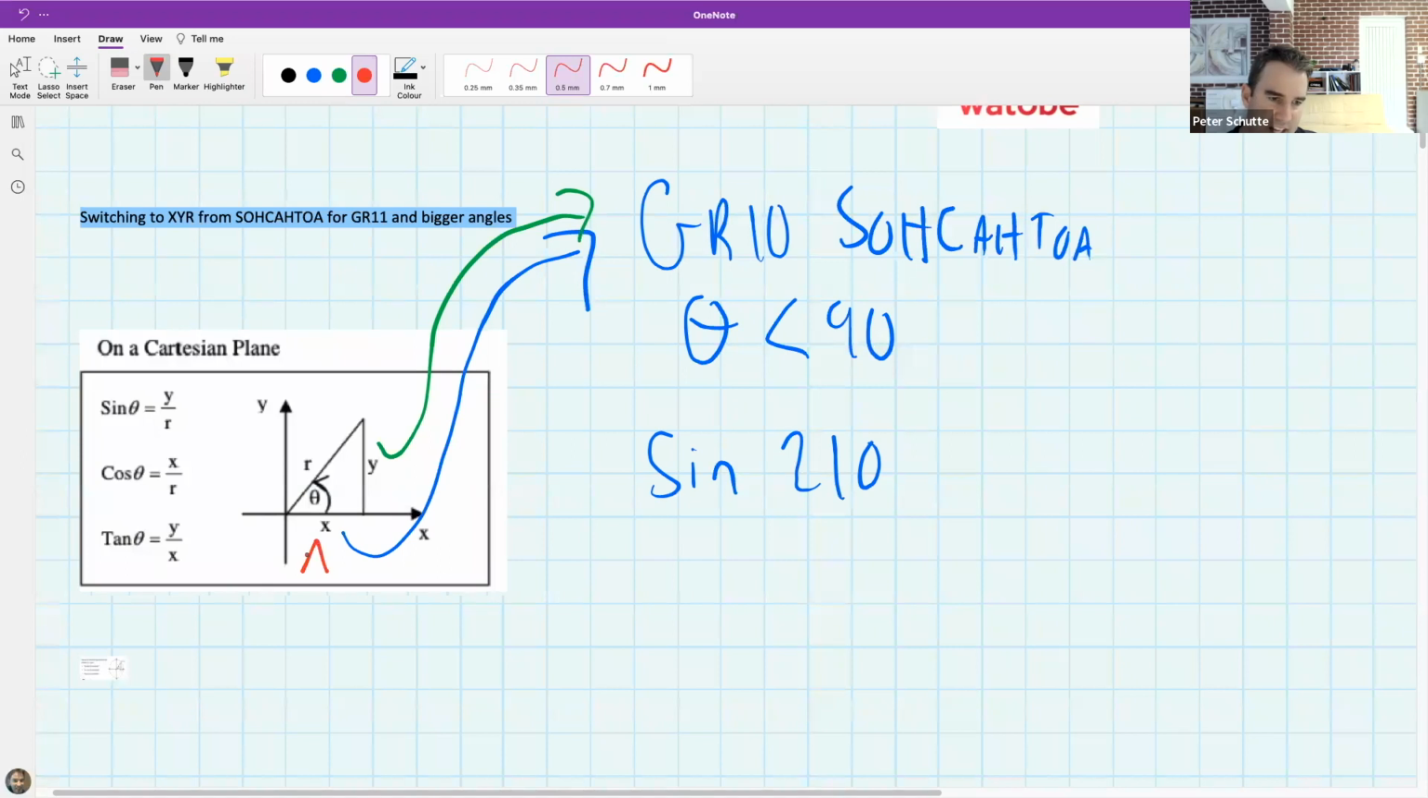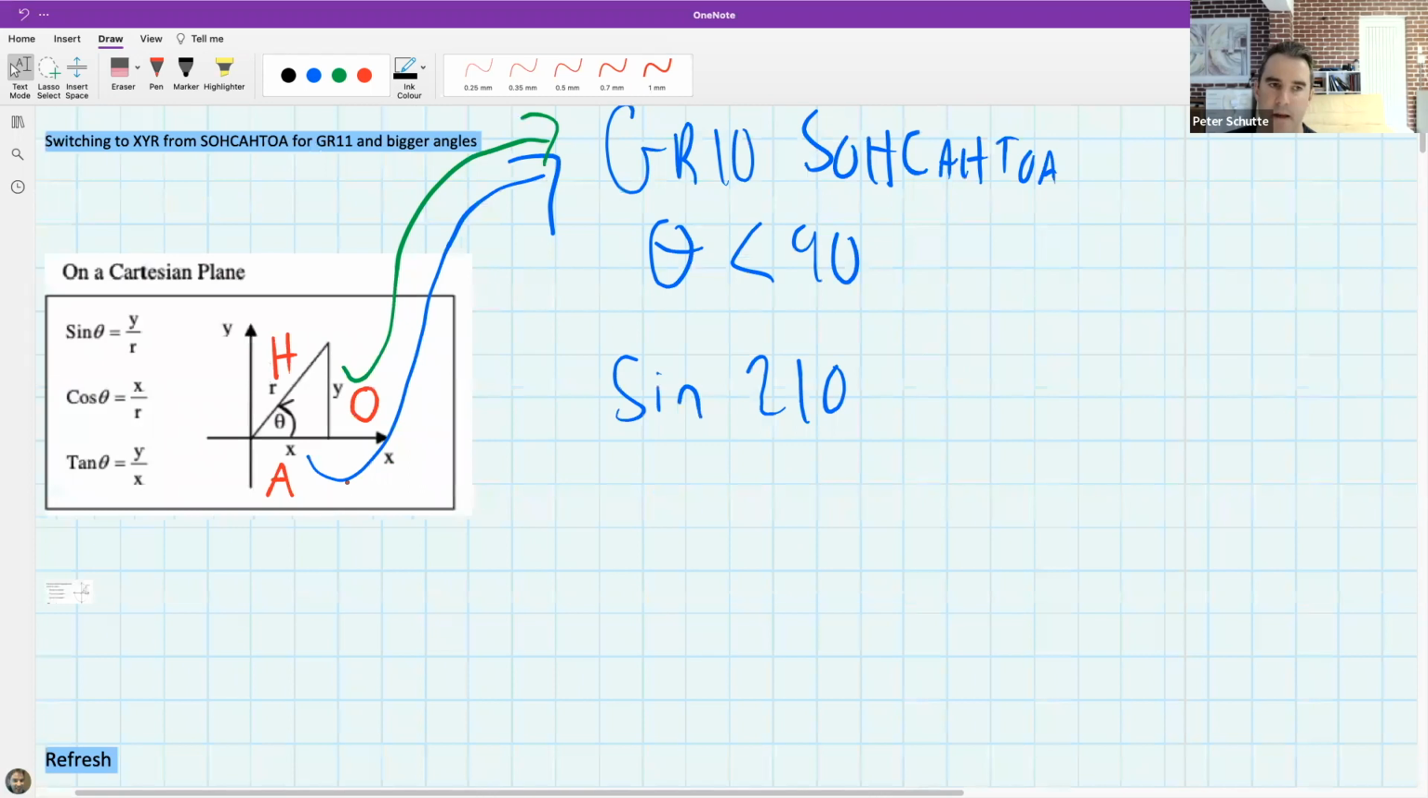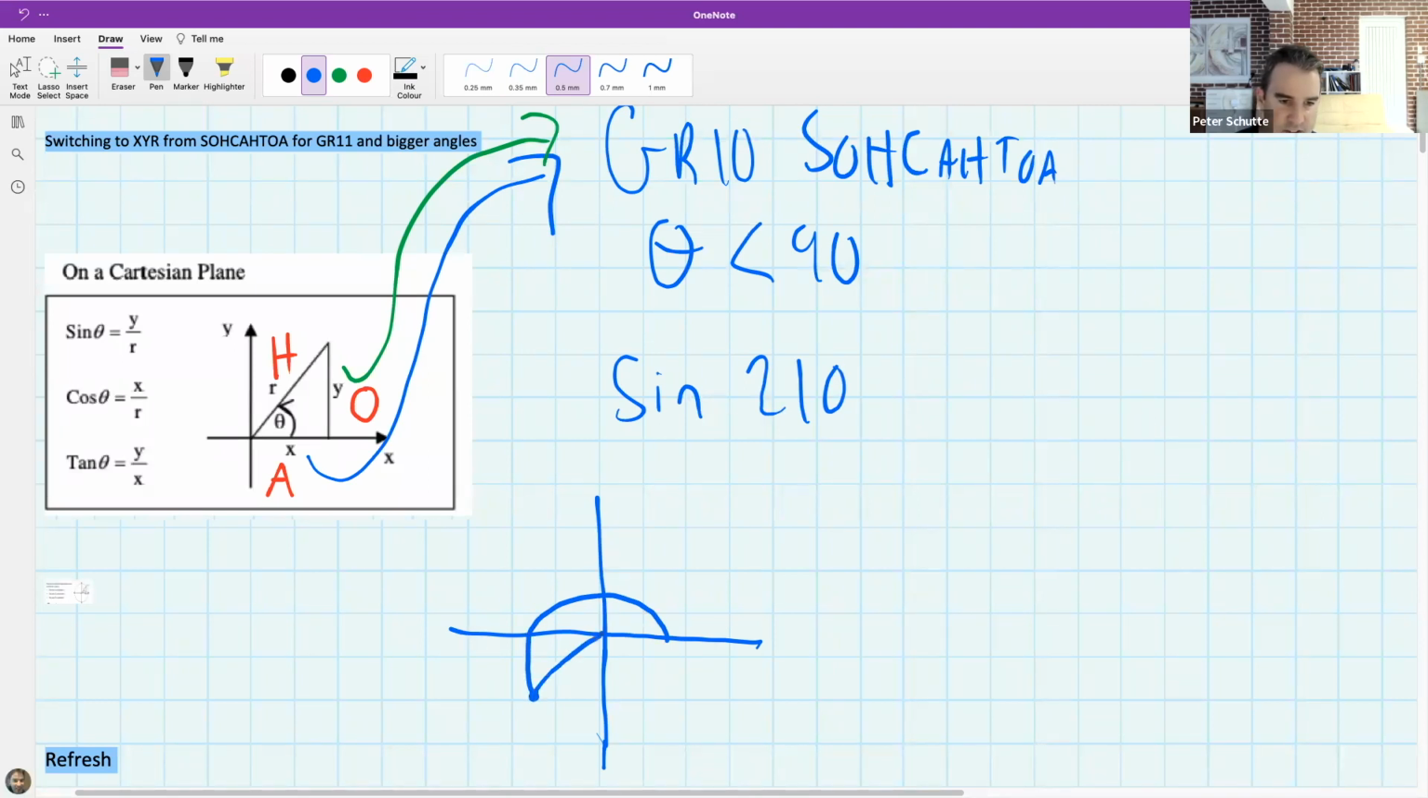So x is the same as a, or adjacent, and y is the same as opposite, absolutely, and r is the same as h. It's really just the same definition from grade 10, except it allows us to handle angles bigger than 90. For example, the sine of 210 would be in quadrant 3. I'd have to go 180 plus a bit extra, which is 30, and I would get to this angle over here. But the triangle I use to figure out the sine of 210 would only have an angle of 30 degrees in it.